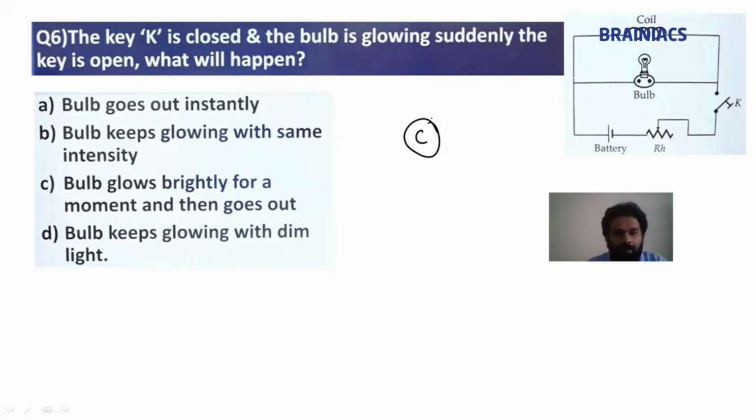Option D, the bulb keeps glowing with a dim light. No, no current is available. Option C is the answer. Clear? Okay, shall we move to the next problem?